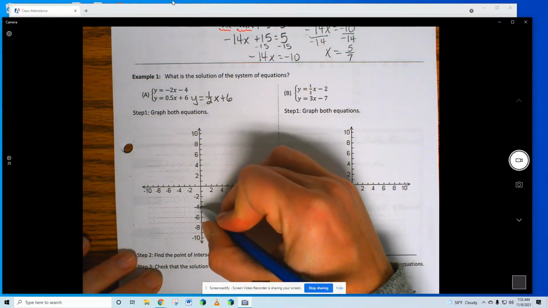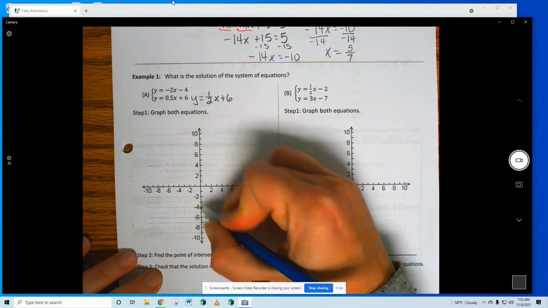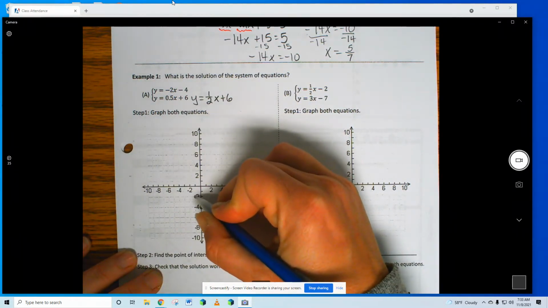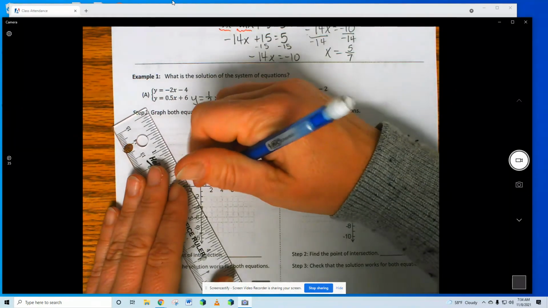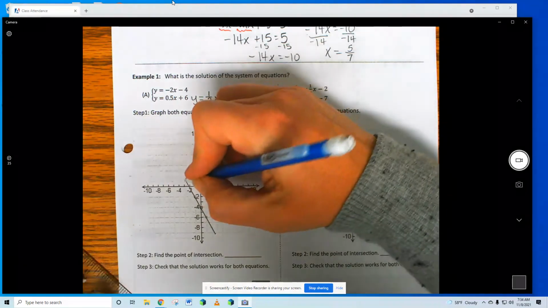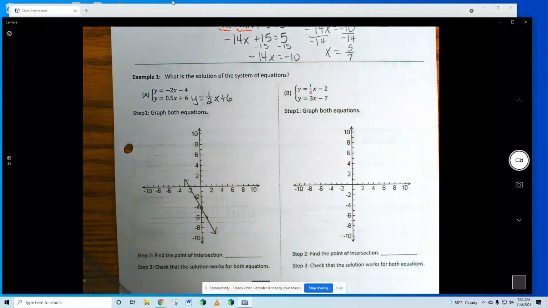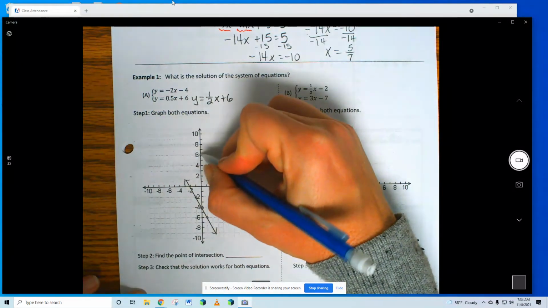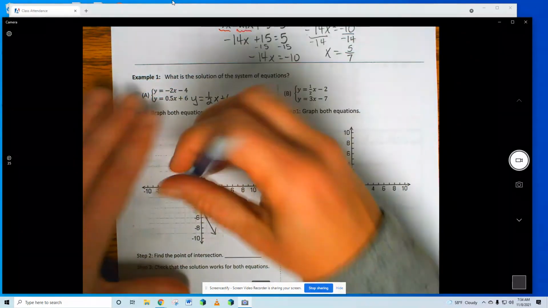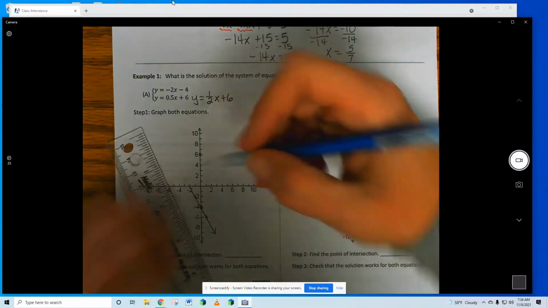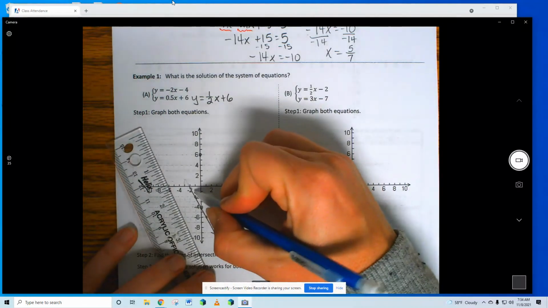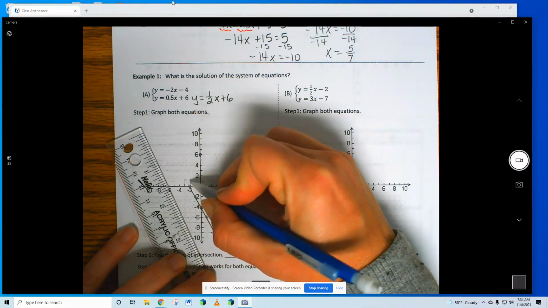So you're probably way ahead of me. Did you make sure that with your negative 2x, it was a downhill line because it had a negative slope? Do you remember those key parts? If I'm trying to make my lines connect, I need to make my lines really long. Because if I don't make my lines long, I won't know where they hit.